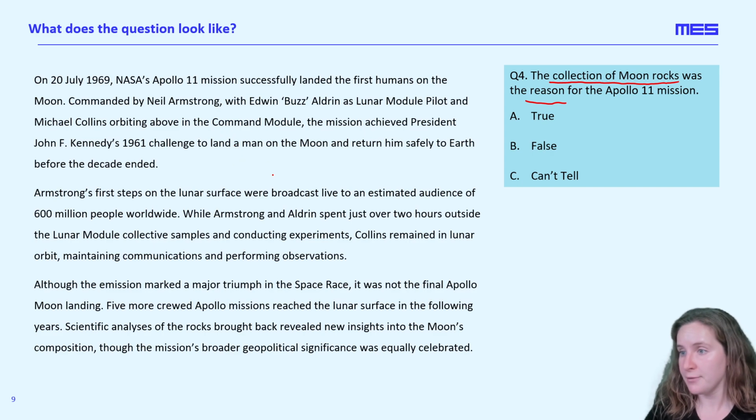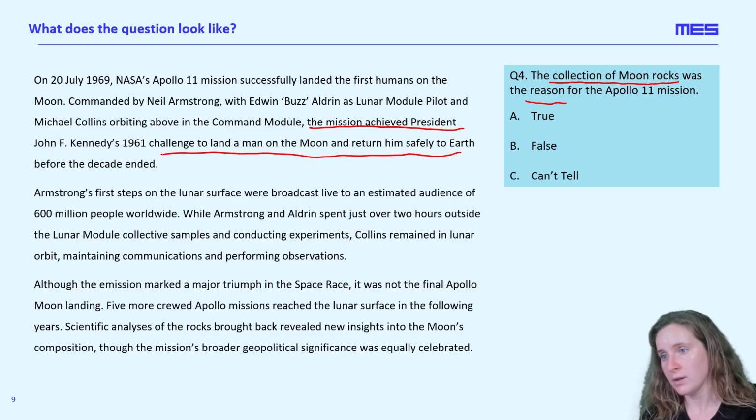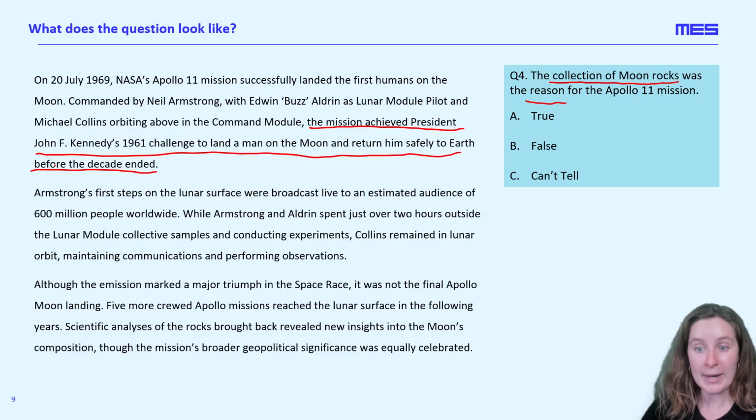So immediately in the first paragraphs, I'm looking at this: mission achieved, President Kennedy's challenge to land upon the moon and return safely before the decade ended. That seems like a pretty clear main goal, but we don't know if that is the only goal, or if we have any contradicting information in the next two paragraphs. So let's take a look at this.